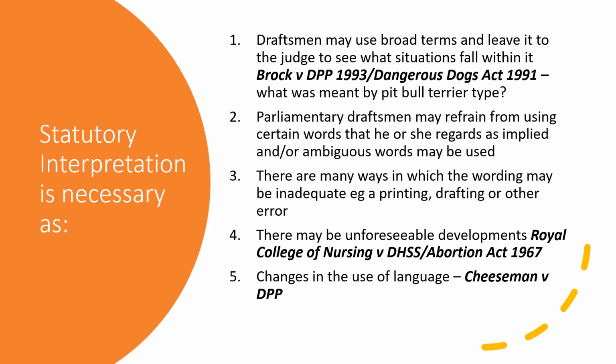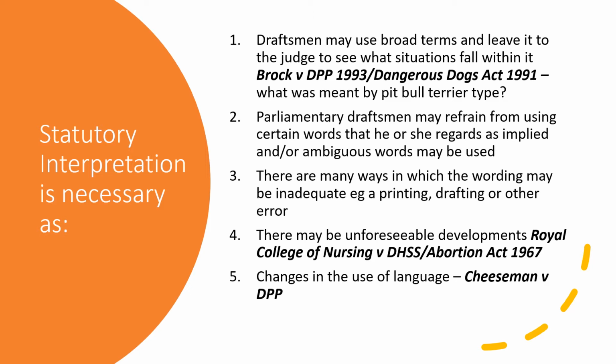Now, statutory interpretation is necessary because the people who draft the law, the draftsmen, may use broad terms and then leave it to the judge to see what situations fall within it. So for example, in Brock and DPP, the judge had to apply the Dangerous Dogs Act 1991 and interpret that act, and wasn't sure what was meant by pit bull terrier type dog. Of course, we know this from previously in the course, this act was badly drafted.